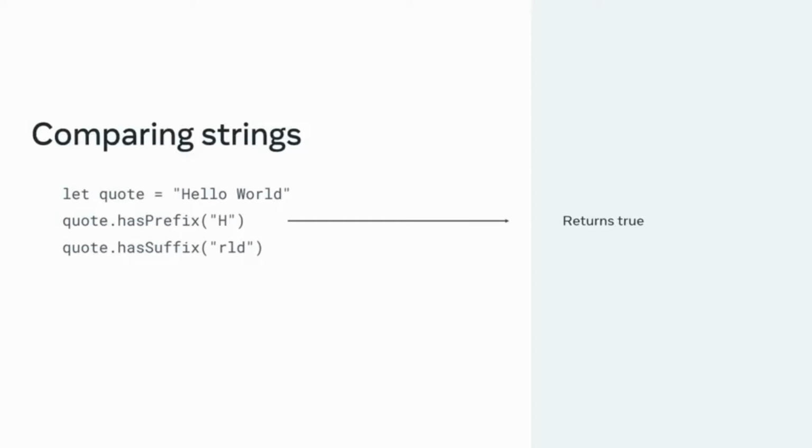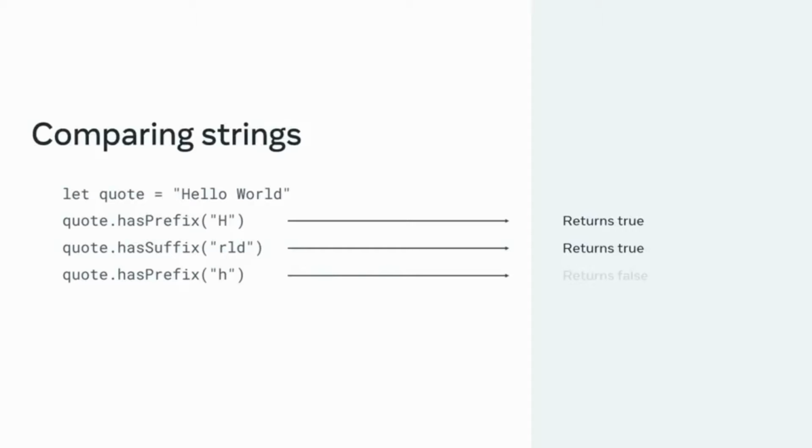The same applies to the suffix method. If you were to say quote.hasSuffix("ld"), which is the end of the hello world string, it will also return true. It's important to note that the values that these methods check are case sensitive. So, if the value began with a lowercase h, the result would return false. Methods are a powerful tool in programming and provide us with a wide variety of functionalities.